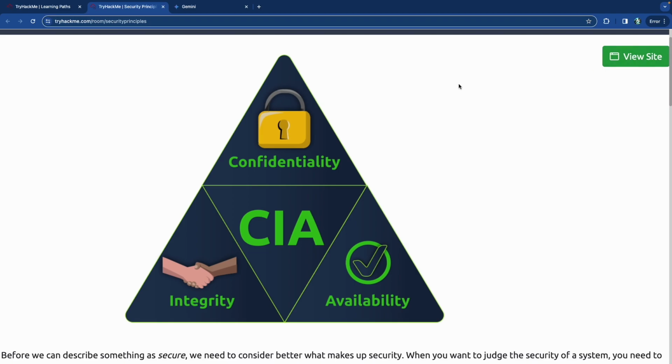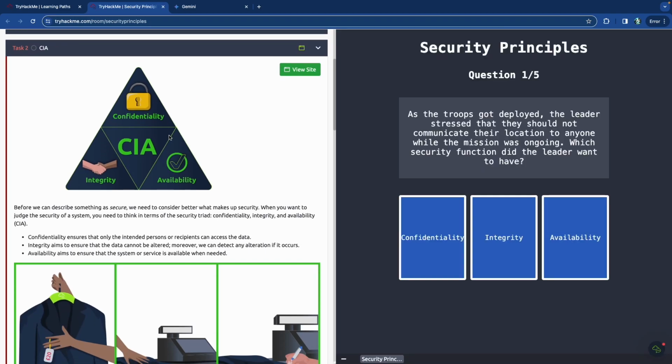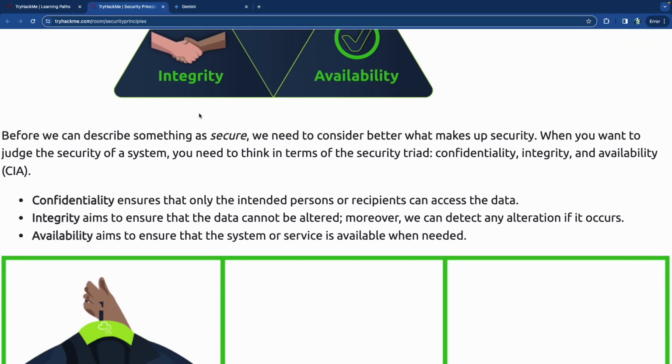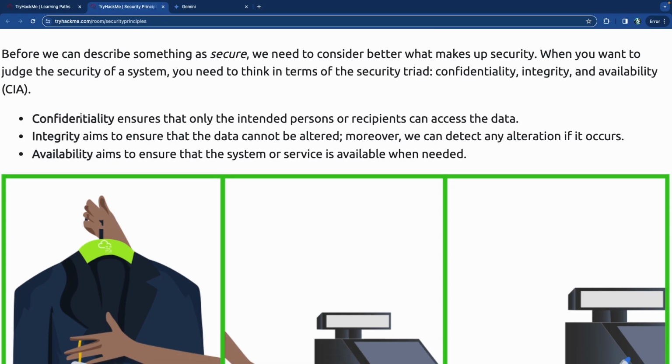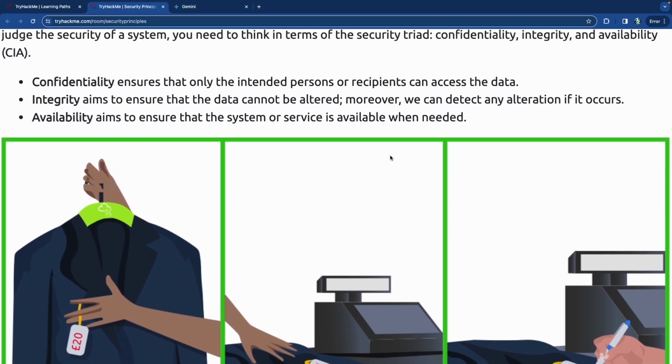And we do have a site that's attached to this, so let's launch that site real quick too. Over here, it says, before we can describe something as secure, we need to consider better what makes up security. When you want to judge the security of a system, we look at it in terms of this. So confidentiality ensures that only the intended person or recipient can access the data. Integrity ensures that the data can't be altered or the system can't be altered. And availability aims to ensure that the system or service is actually available when it's needed, right? So that's essentially what it stands for.